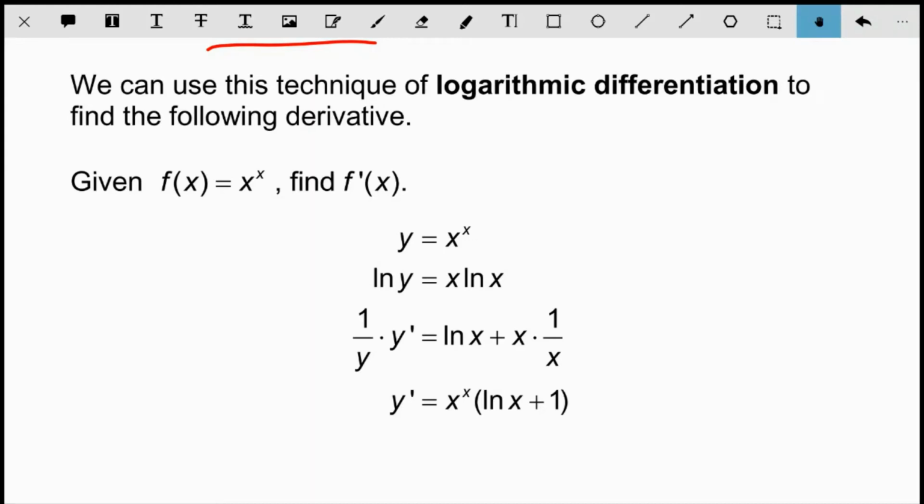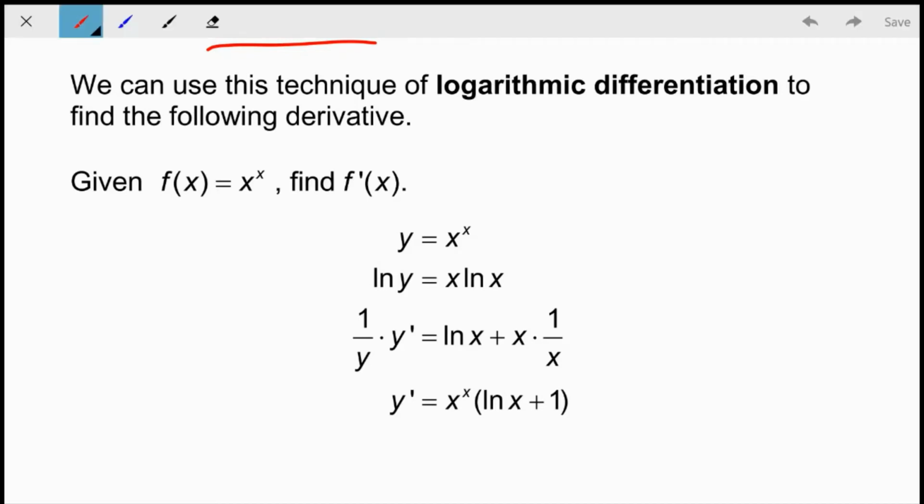Well, with x to the x, we can't use the power rule because the exponent is not a constant. We can't use an exponential derivative rule because the base is not a constant. So we don't have a derivative rule for this. So we're going to create one by using logarithmic differentiation.